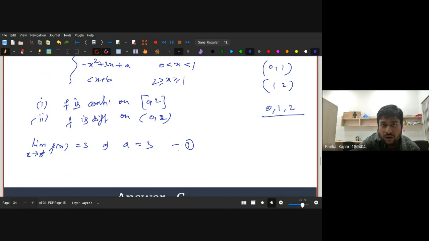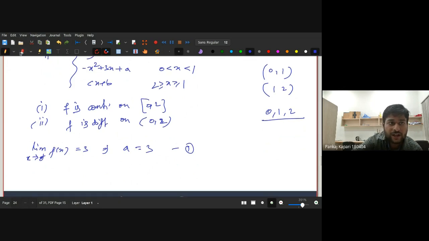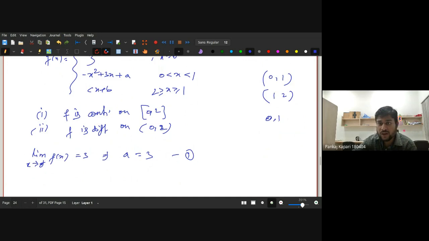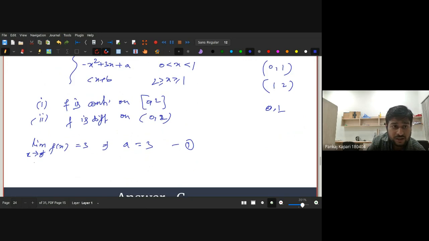Okay, now we don't have to check it at x equal to 2, because at x equal to 2 there is no partition. The partition was happening only at 0 and 1, because there the function was changing its definition. It is not changing its definition at the right end of the interval at 2. Now we have to just check at 1, because at 1 the function must also be continuous and differentiable. So we have to use those conditions.